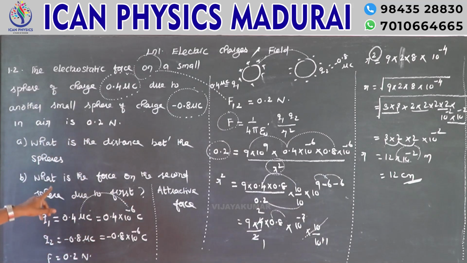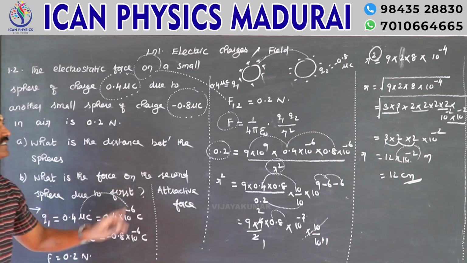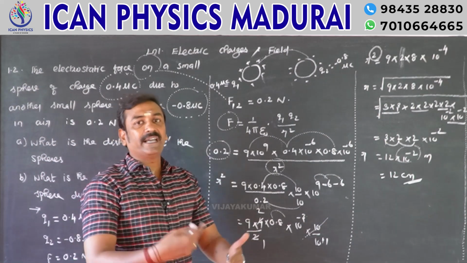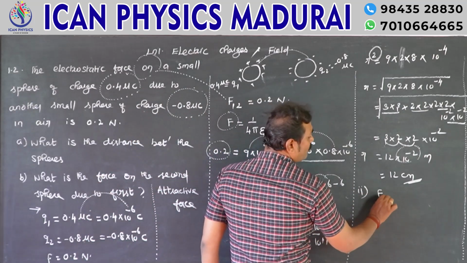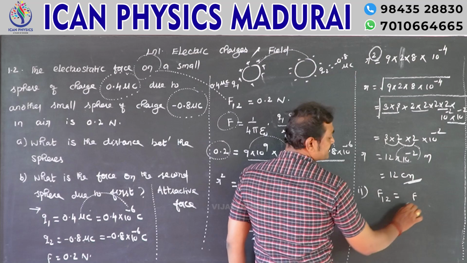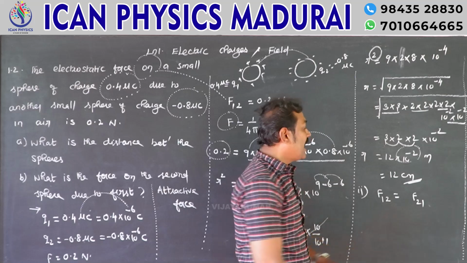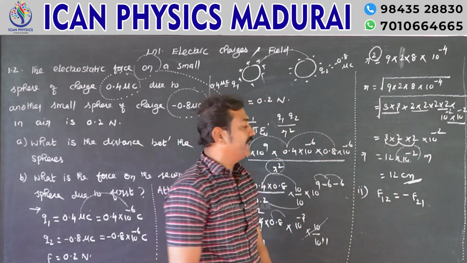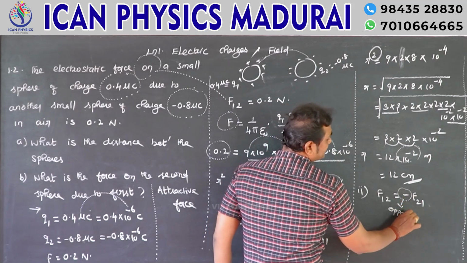What is the distance between the two spheres? It is 12 centimeter. Okay, the second one: what is the force on the second sphere due to the first? We know Coulomb's law in vector form. Force on the first by the second is equal to force on the second by the first. So both forces are equal but acting in the opposite direction. The minus sign gives only the direction, which is the opposite direction.